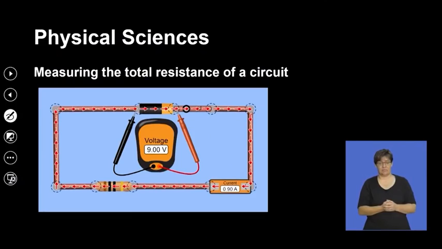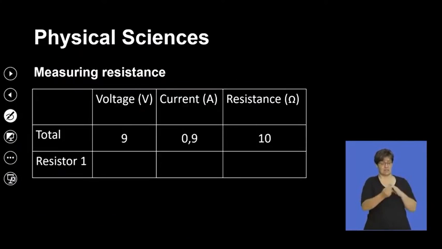Okay. Going back to our slide. Now, here is a scenario. If the total voltage in the circuit was 9 volts, and the total current that was registered is also 0.9 amperes, then obviously the 10 ohms comes from R is equal to total voltage divided by total current. So this is total resistance. That's how we get the 10. So it's 9 over 0.9, which gives us the 10 ohms, right?